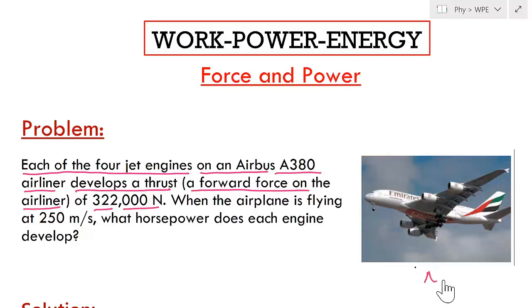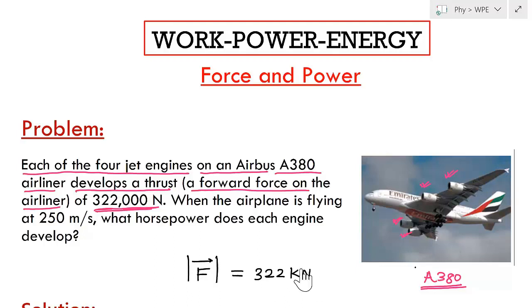So this is the A380 airliner. This is the airplane, and the model of this airplane is A380. And this airplane has 4 jet engines. So this is the first jet engine, the second one, third one, and the fourth jet engine. The question says each jet engine develops a thrust, and the magnitude of thrust force is given, that is 322 kilonewton. So we have been given the magnitude of thrust, let's call this F. Magnitude of thrust is 322 kilonewton.